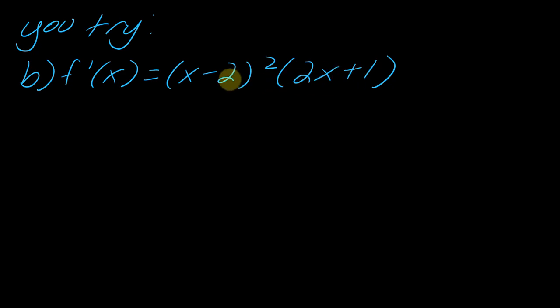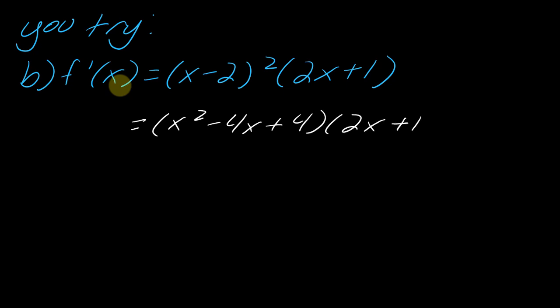Okay, so I have this whole thing. This form is nice to see. However, I know that I'm going to have to take a second derivative. So while I'm here, why don't I also just work this out? This is x squared minus 4x plus 4 times 2x plus 1. And then I can just multiply this all out. So let's see, this is 2x cubed. Let me just multiply this all out.